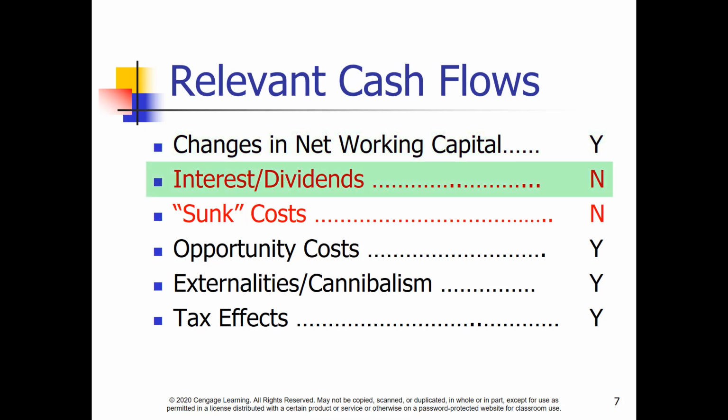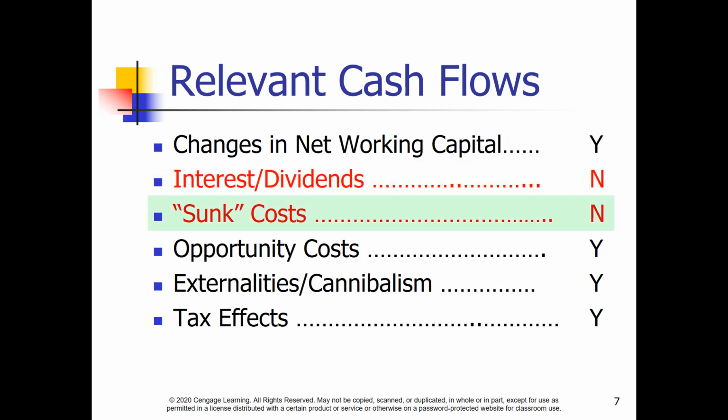Interest and dividend expense is not relevant. The cost of funding is included in the weighted average cost of capital. Sunk costs are not relevant. If it's already been paid for or committed for, it's not included.